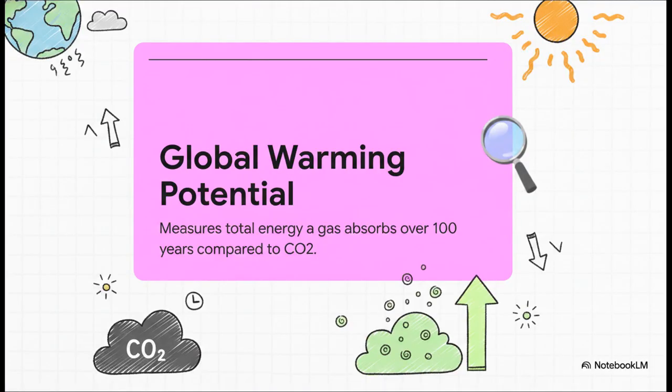To wrap all three of those factors together, scientists use a metric called GWP, or global warming potential. This describes the total energy a gas absorbs over a specific period, usually 100 years, using carbon dioxide as the baseline. So if a gas has a higher GWP, it means it absorbs significantly more energy per pound than CO2 does, making it a far more intense contributor to warming the Earth.